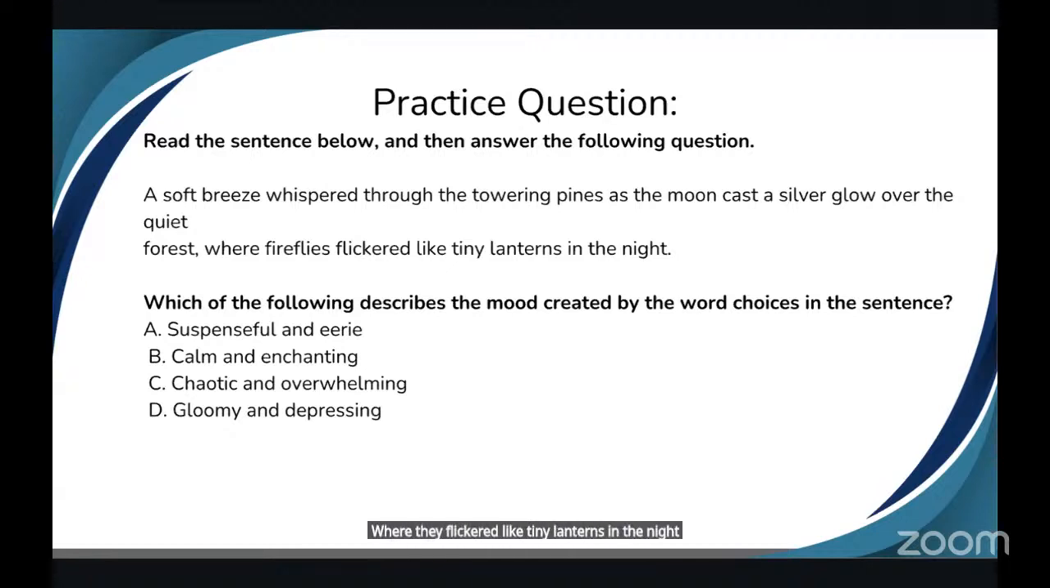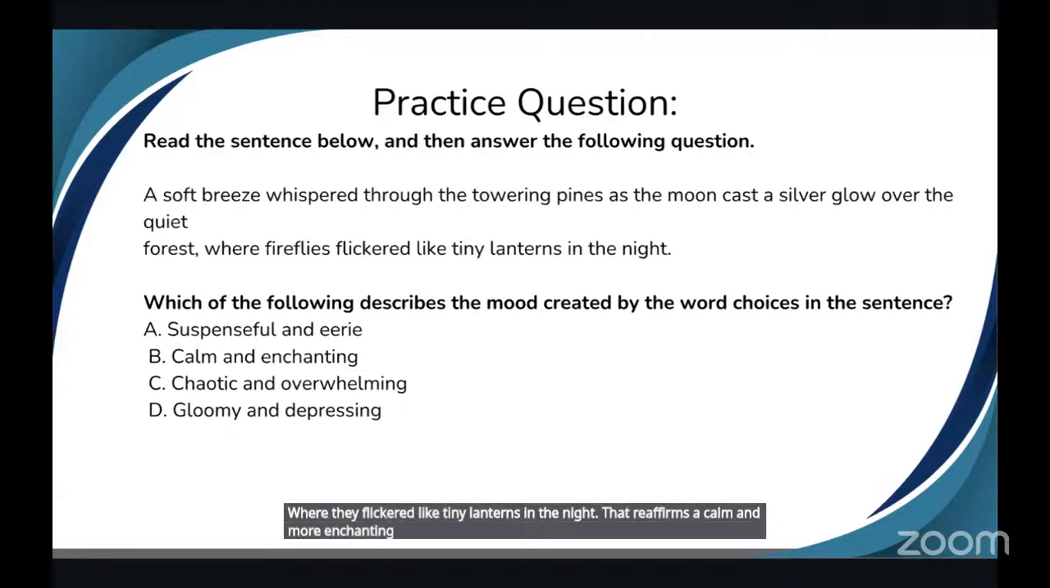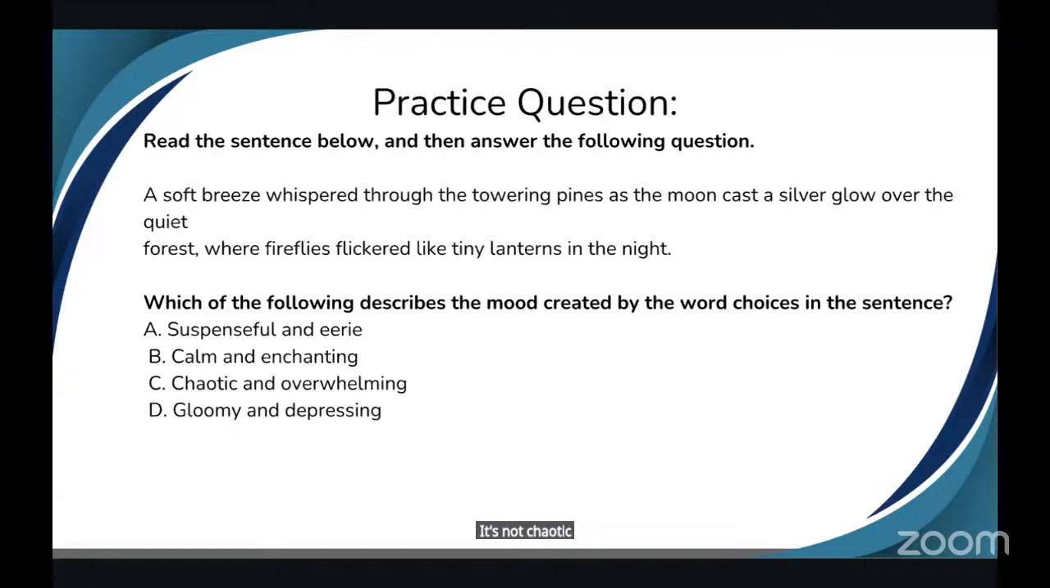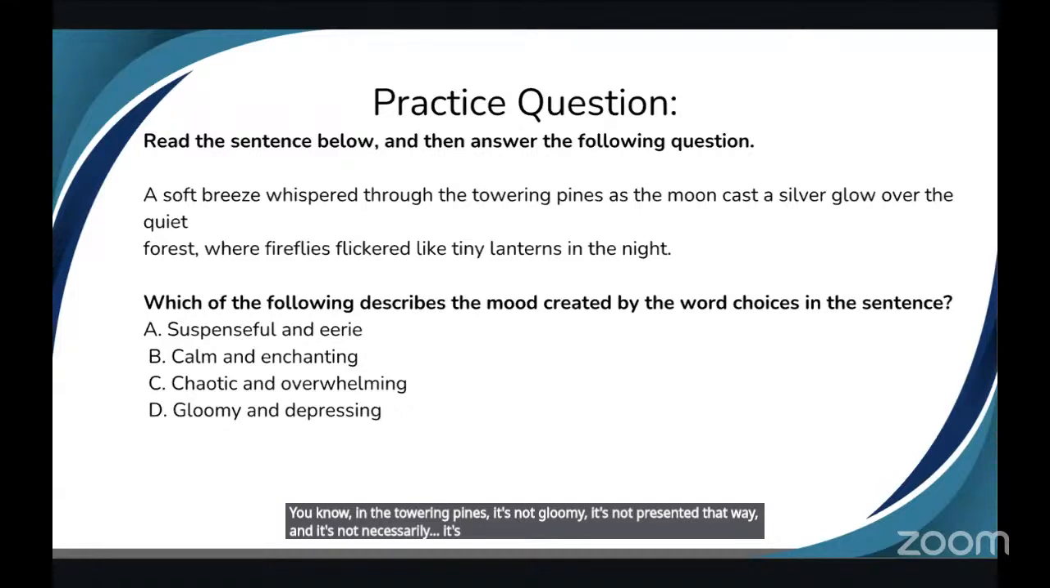That reaffirms a calm and more enchanting mood versus suspenseful and eerie. There's nothing really hinting at danger or suspense or anything creepy. It's not chaotic, it's not overwhelming. While it is dark, in the towering pines, it's not gloomy. It's not presented that way, and it's not presented as depressing. So any questions there?